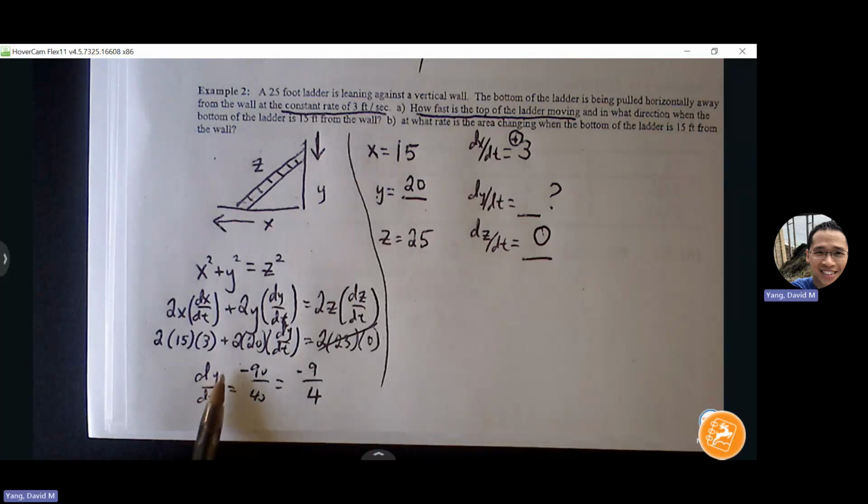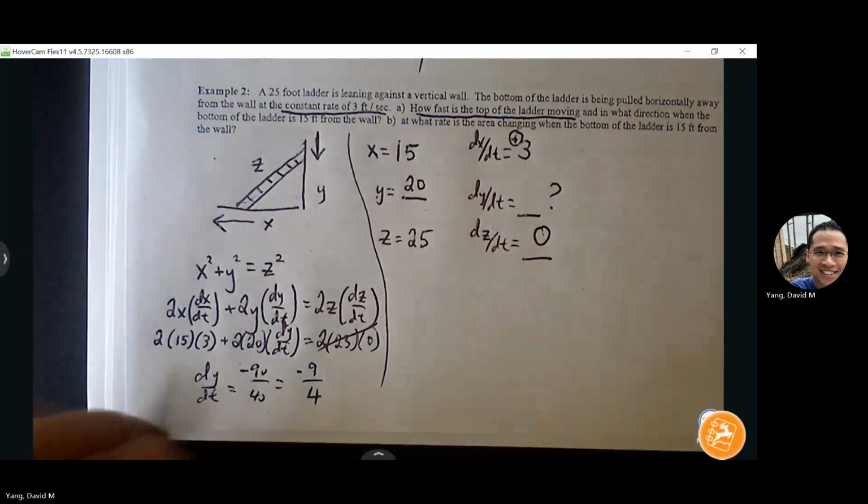So you see y, right? Okay, so y is a one-dimensional unit, and then per second. So look at your derivative, your variable. Your variable will tell you how you're going to set up your units.